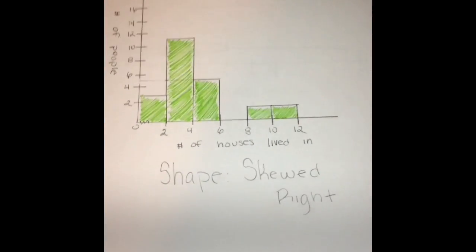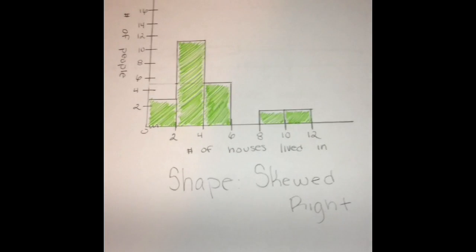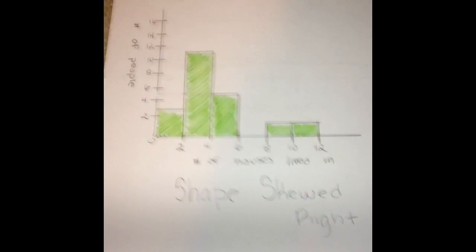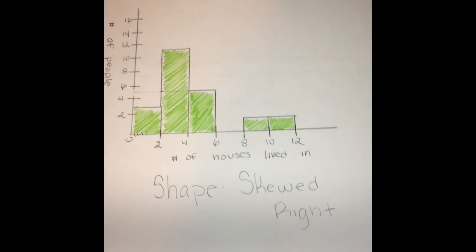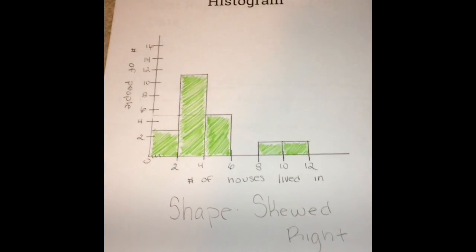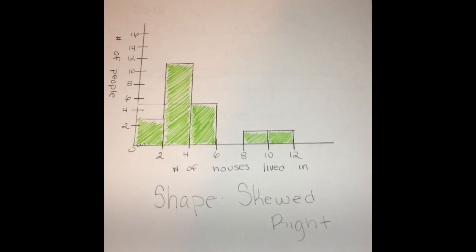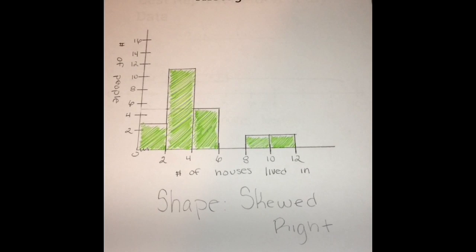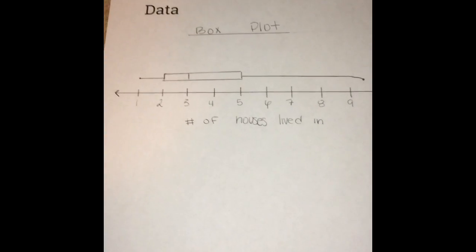Here's my histogram. You can see that the shape is skewed right because of the large quantity of people that have lived in a smaller number of houses than the smaller quantity of people that have lived in lots of houses. It is also skewed right.